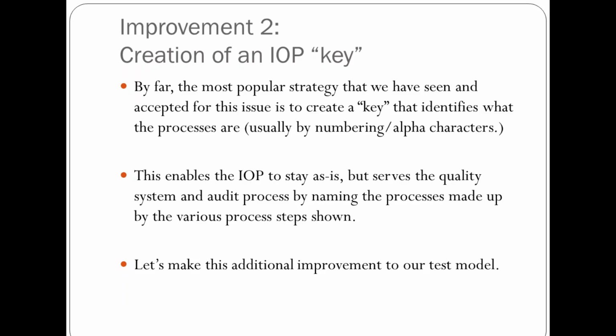You can use numbering, you can use alpha characters. We've chosen to use color coding, as we'll see in just a second here, for our test model. This does a couple of things. It enables the IOP to stay as is. It's unchanged, but it serves the quality system and it serves the audit process by naming the processes that are made up by the various process steps. So let's see what this looks like now.